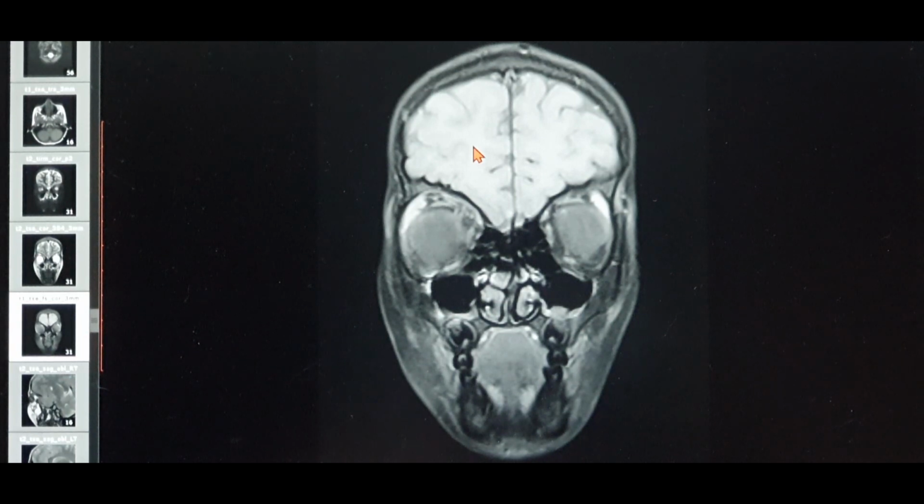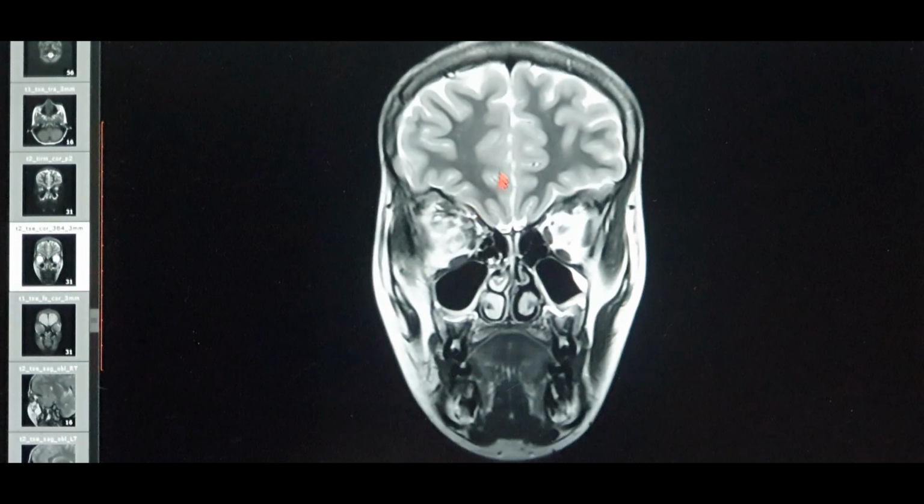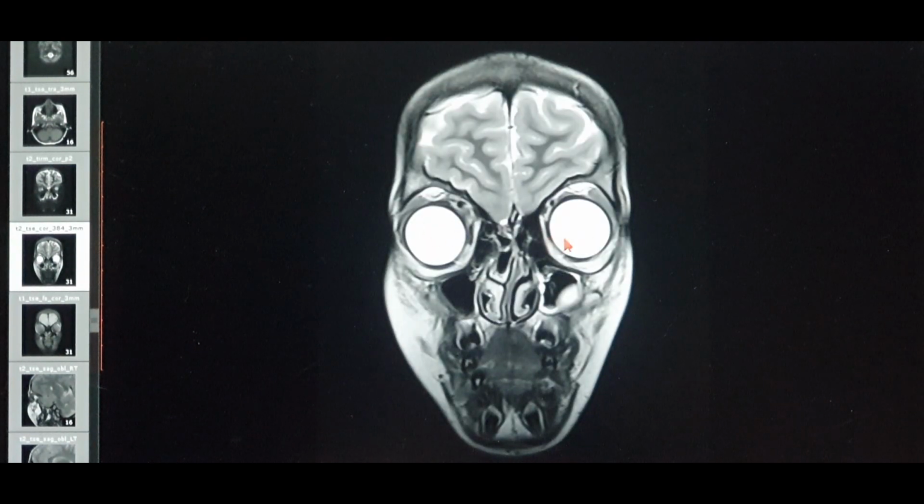So always remember, on the T1 weighted image the white matter will always be light, and on the T2 weighted image the same thing will appear as dark gray. The same structure my cursor is pointing at here on T2 appears dark gray. As you can see, this is T2 confirmed, and the white matter is now appearing as dark gray. So this is a basic difference you need to understand about the brain parenchyma, that is, the white matter and the gray matter.